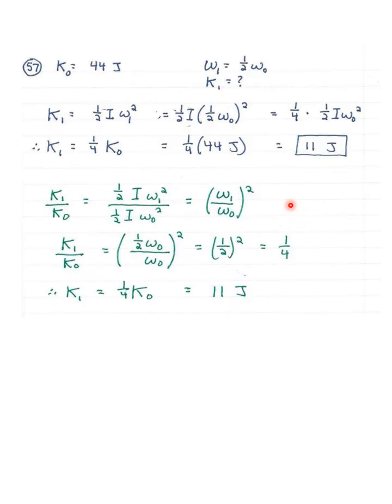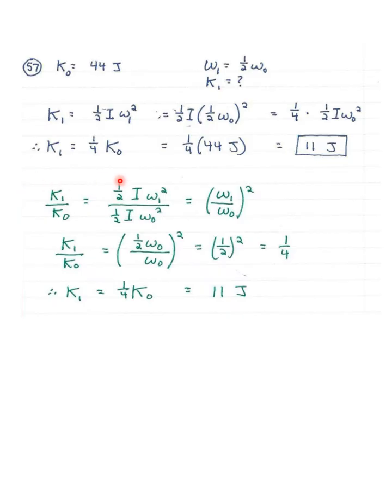We can set up a ratio. Sometimes when you have quantities that are changing, a useful thing to do to see how another quantity changes is set up a ratio. So we are given the original kinetic energy. We want to find the final kinetic energy. Set them up as a ratio, K1 over K0.